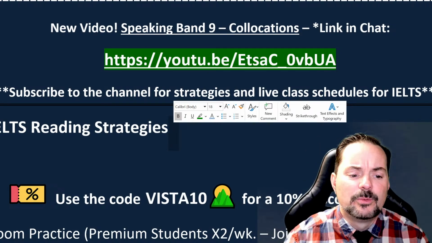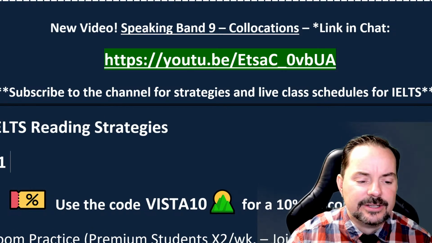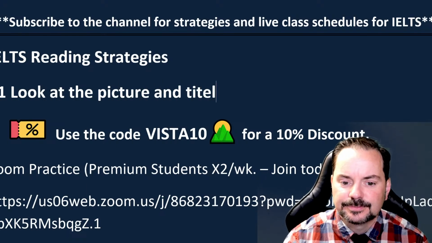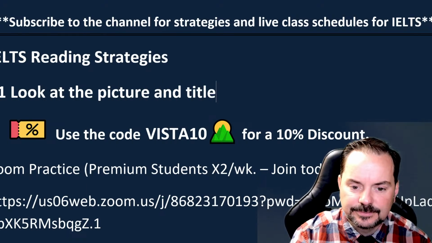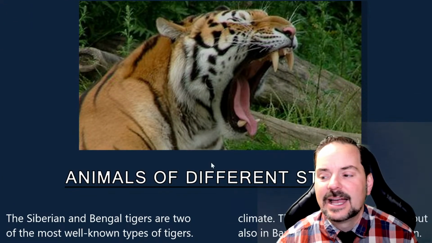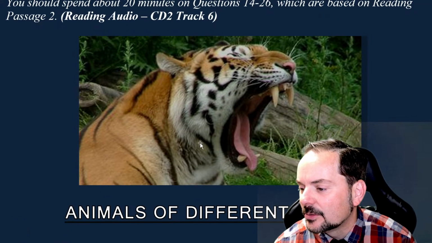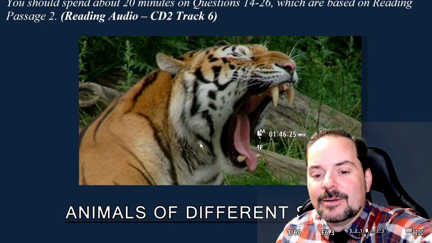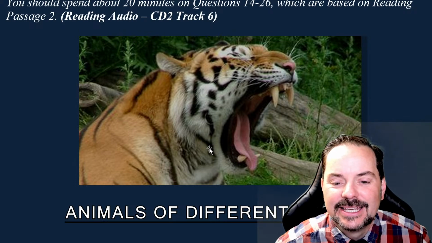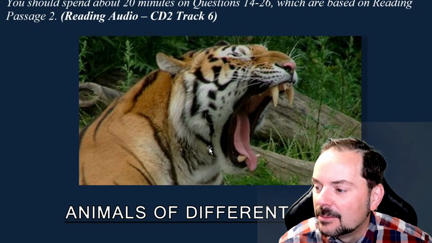Students, reading strategies. Number 1, look at the picture if you have one. Look at the picture and title, especially when they give you one in the IELTS. This is our reading passage today. We have this beautiful tiger either yawning or getting ready to eat somebody. No, I'm pretty sure the tiger's yawning, right? What a magnificent creature. Just a beautiful, beautiful animal.